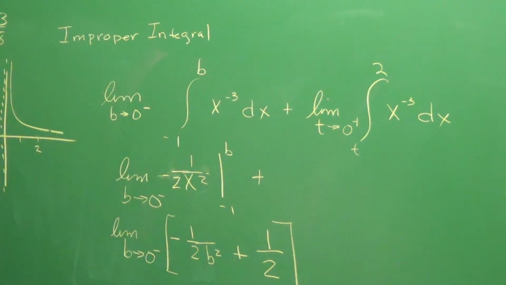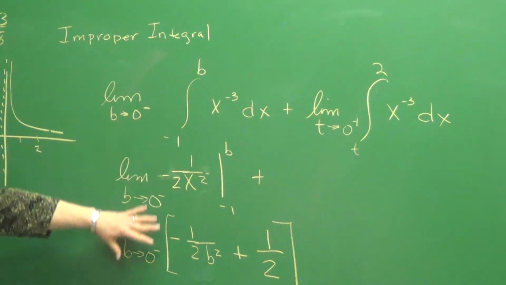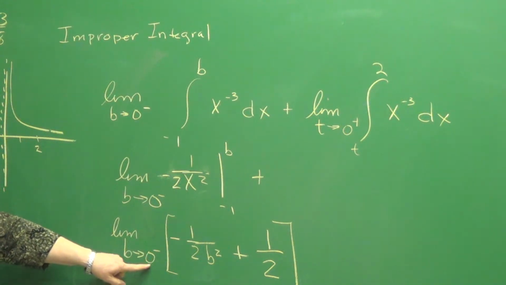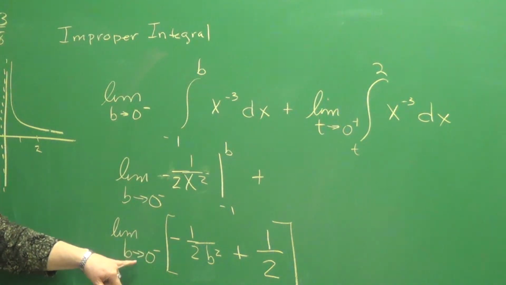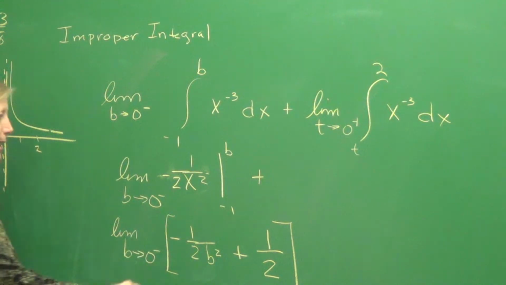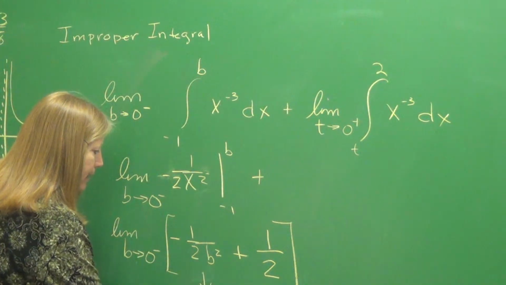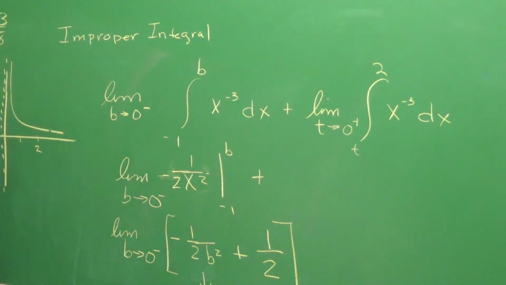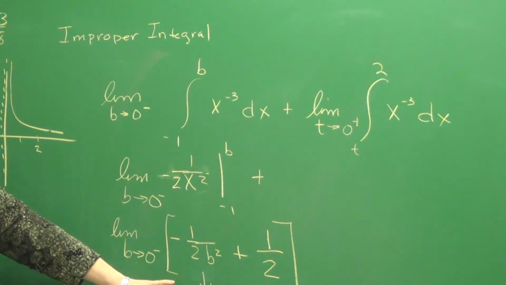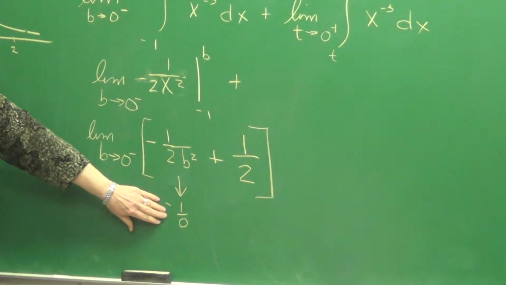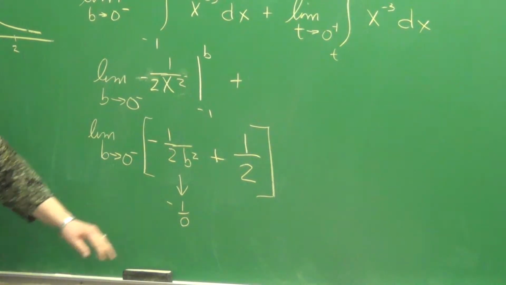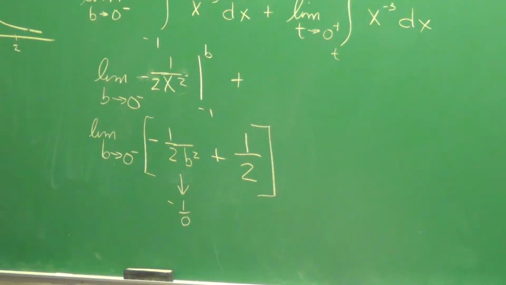All right, look what happened on my side. Right here, I'm ready to take the limit as b goes to 0. So I got right here a -1 over 0. And that's one of our indeterminate forms. And what is 1 over 0? Johnny, what's 1 over 0? Is that infinity? It is.